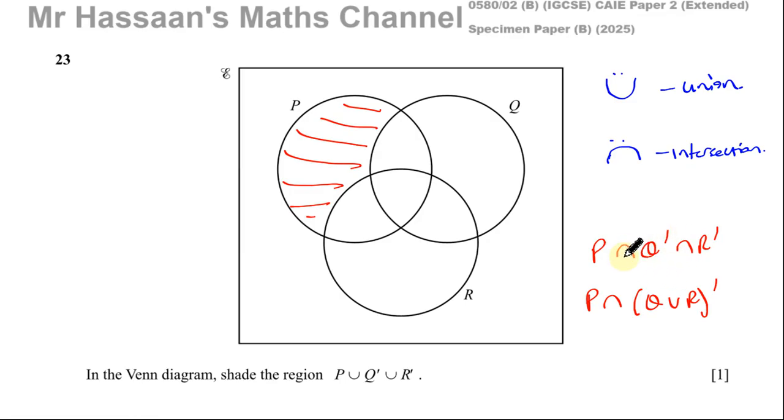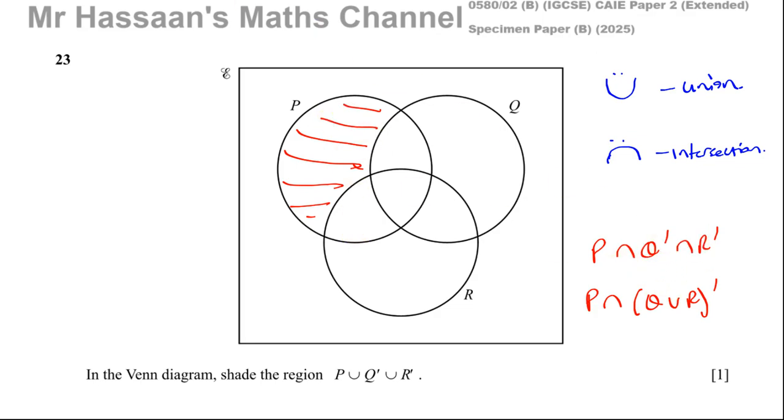If this is like and, it's very strict. If it's inside of P, I can't include it until I know that it's also fulfilling this. So inside of P, I can't include these parts yet, because this part is outside of Q, so it can't be included since it must be outside of Q. And intersection R complement, it must be outside of R as well. So this is how it would be if this was the question.